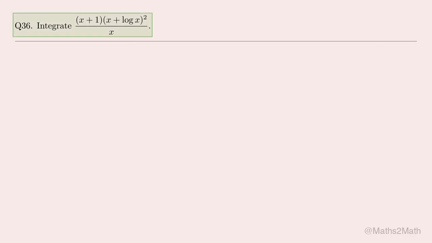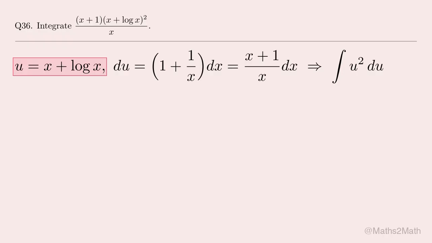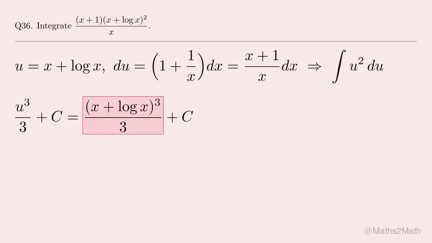Question 36. The bracket x plus log x differentiates to exactly x plus 1 over x, so the whole prefactor is du. U equals x plus log x. Du is 1 plus 1 over x, which is x plus 1 over x. A third of the cube again.